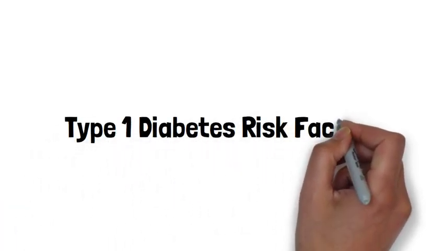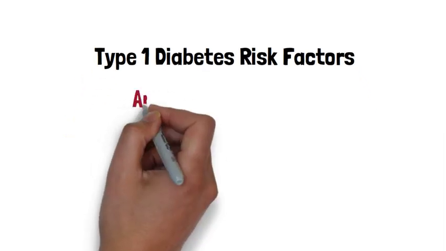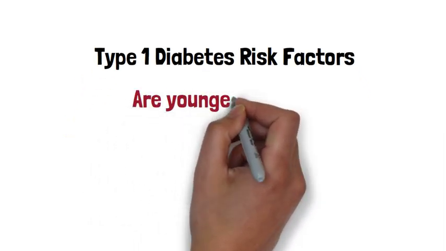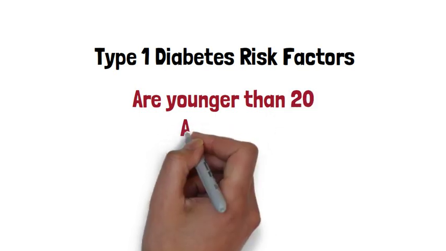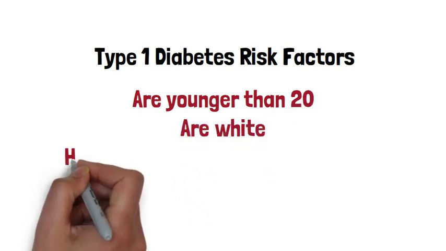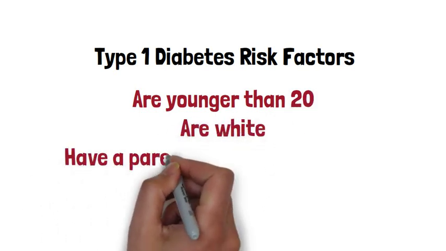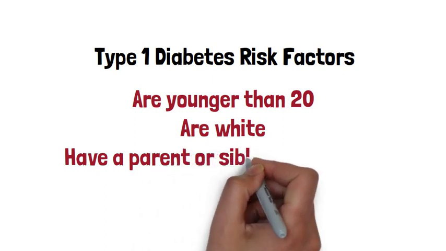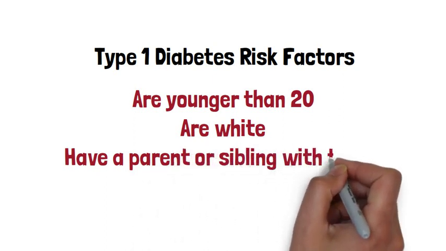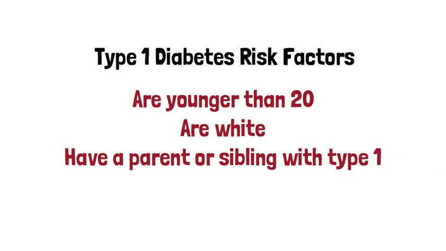Different type 1 diabetes risk factors include: if you are younger than 20, if you are white, or if you have a family history, such as a parent or sibling with type 1 diabetes, you are already at risk of getting type 1 diabetes mellitus.